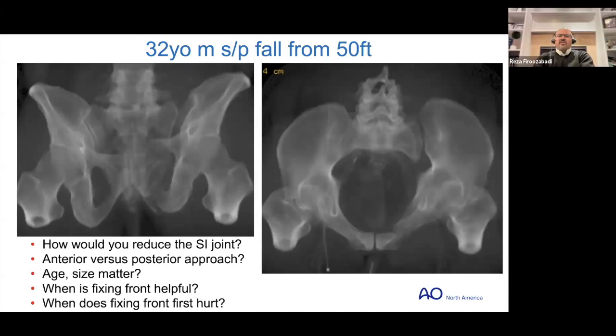Now, Mark, when you mean an open reduction, are you talking about an open reduction of the front, of the back, or both? And if you're going to do that, which one would you go to first? Yeah, for the back, I'm talking about the lateral window, an extended version of the lateral window.